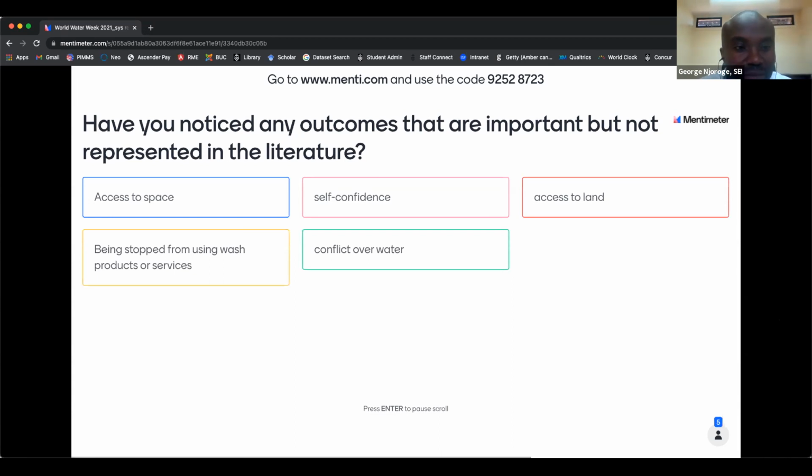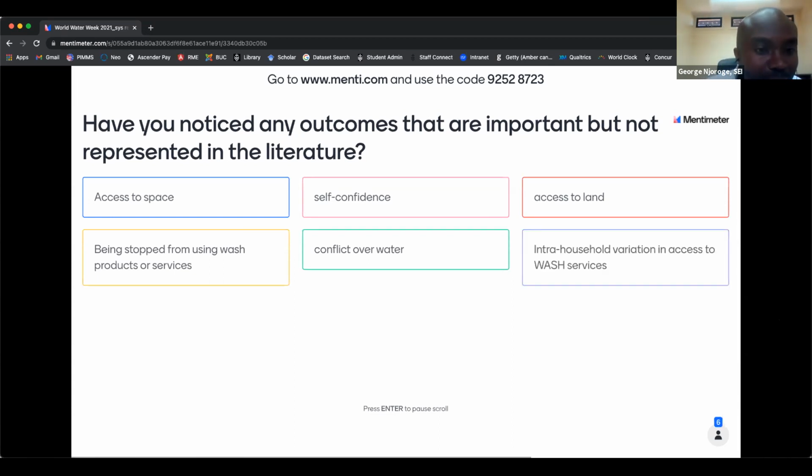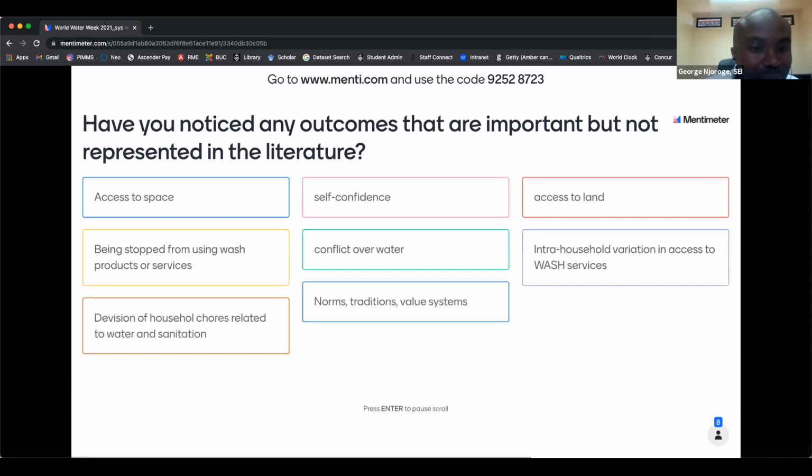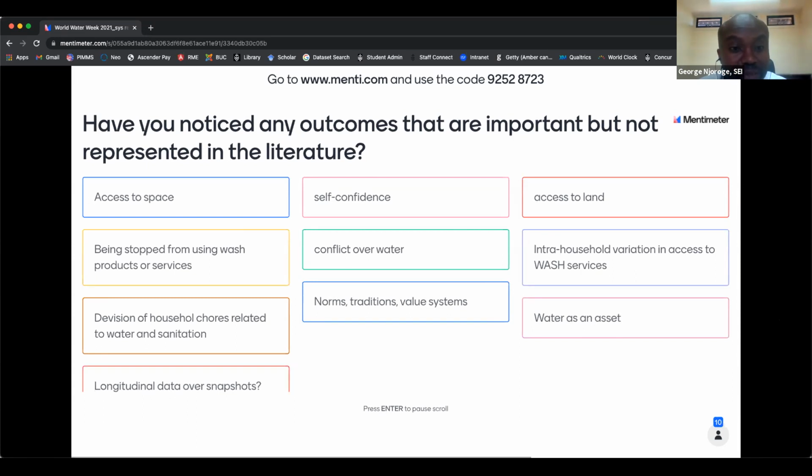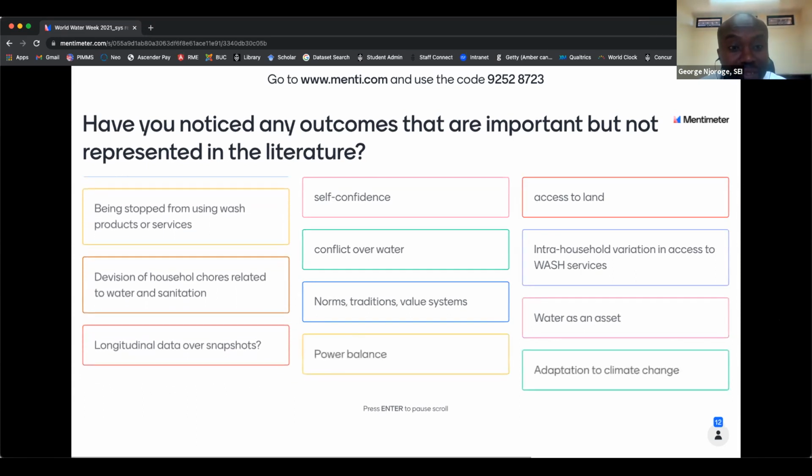Access to land. Then someone says being stopped from using WASH products or services. Conflict over water is another result that is not represented. Another important one is norms, traditions, and value systems.